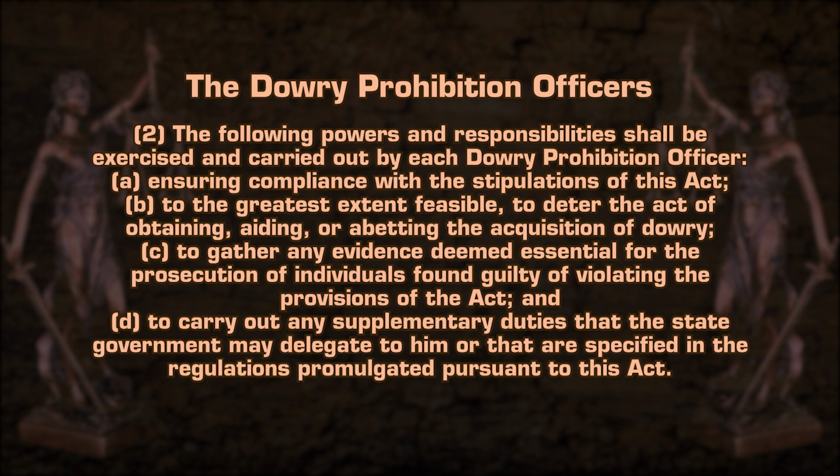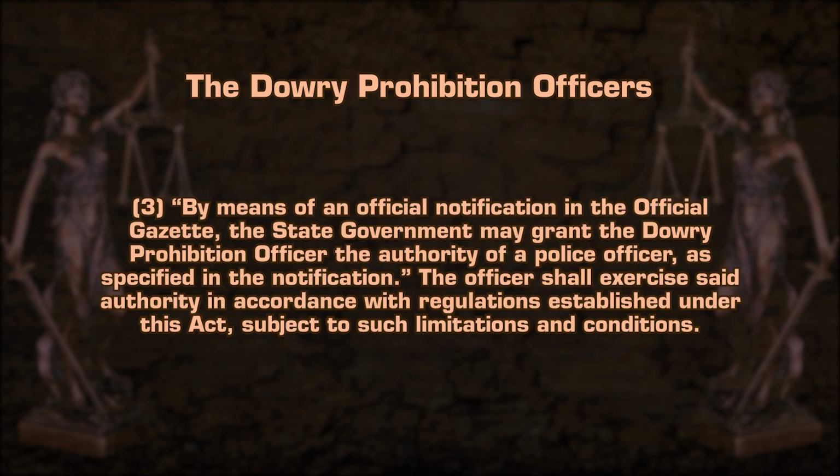stipulations of this Act to the greatest extent feasible to deter the act of obtaining, aiding or abetting the acquisition of dowry, to gather any evidence deemed essential for the prosecution of individuals found guilty of violating the provisions of the Act, and to carry out any supplementary duties that the state government may delegate to him or that are specified in the regulations promulgated pursuant to this Act.